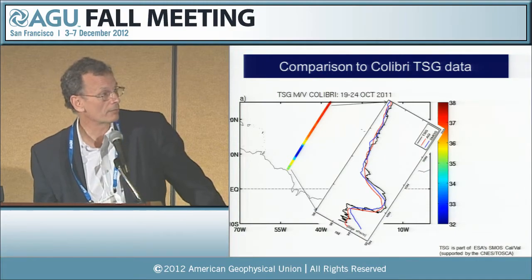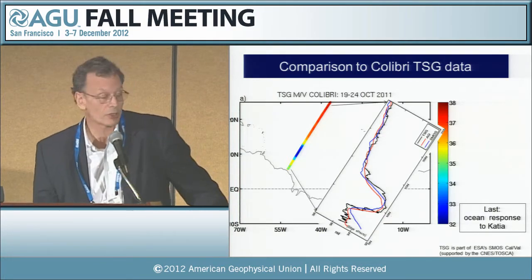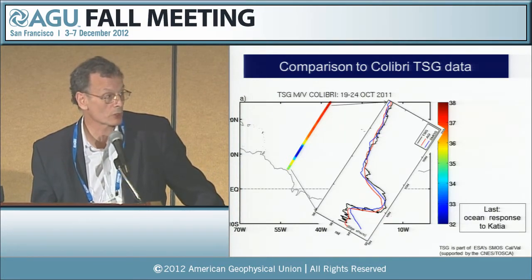And I've superimposed here time series. The black line is the thermosalinograph salinities that you see aboard the ship, and the red and blue curves show the salinities as observed by SMOS and Aquarius, and you can see they overlap very well. The only real significant differences you see is when the satellites get very close to the coast of South America. And the last thing I'm going to tell you about is the ocean response to Katia.